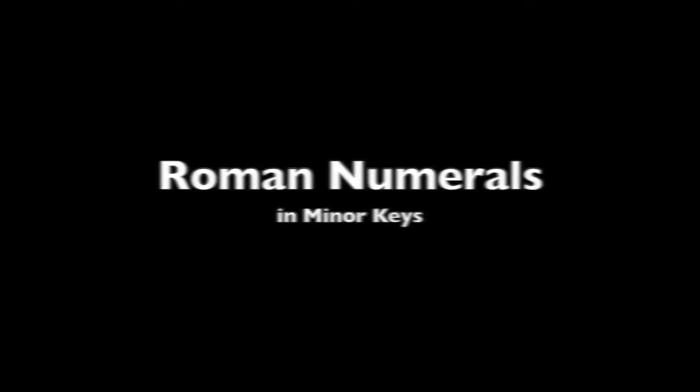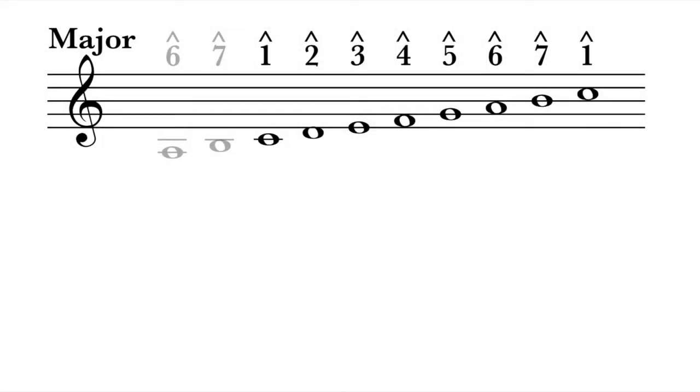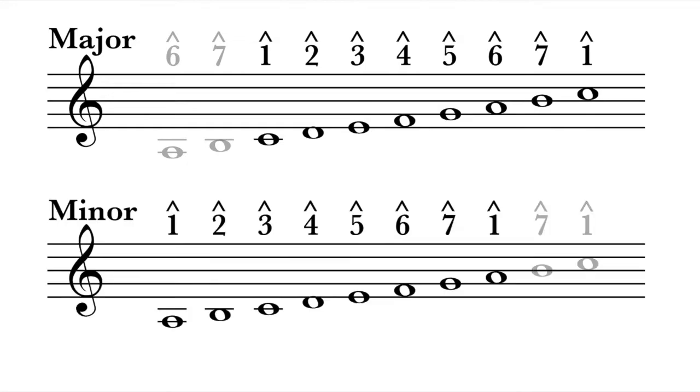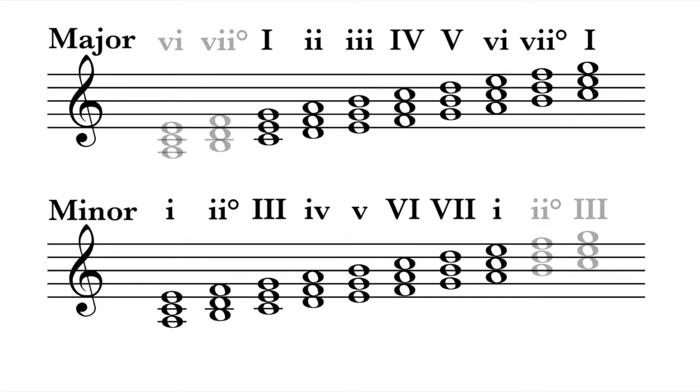We know that we can find a relative minor scale by playing our major scale starting on the 6th scale degree. For the natural minor, all the notes stay exactly the same, only the order changes. It follows that we can do this not just for the scale, but for the diatonic triads, and indeed the qualities of the triads do not change, just the order.